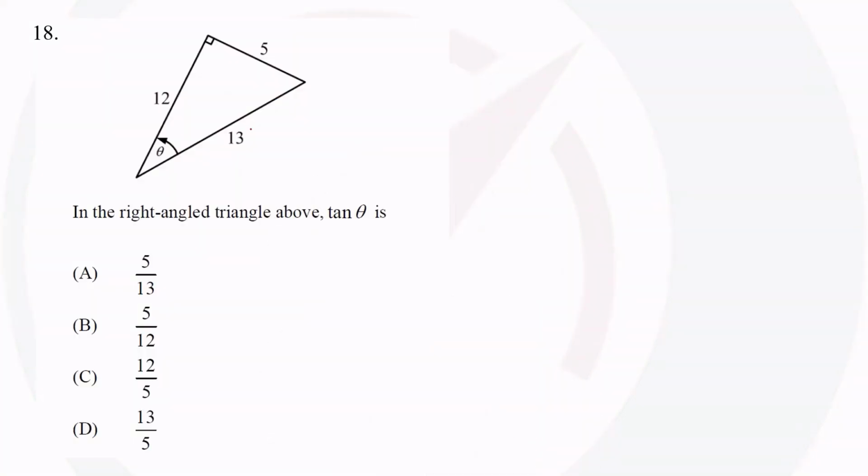We see this question already. That's going to be tan, the angle's opposite over the adjacent. So we get 5 over 12.